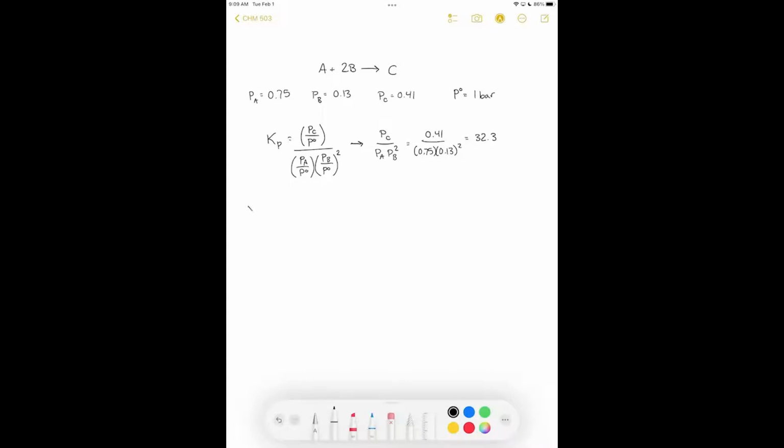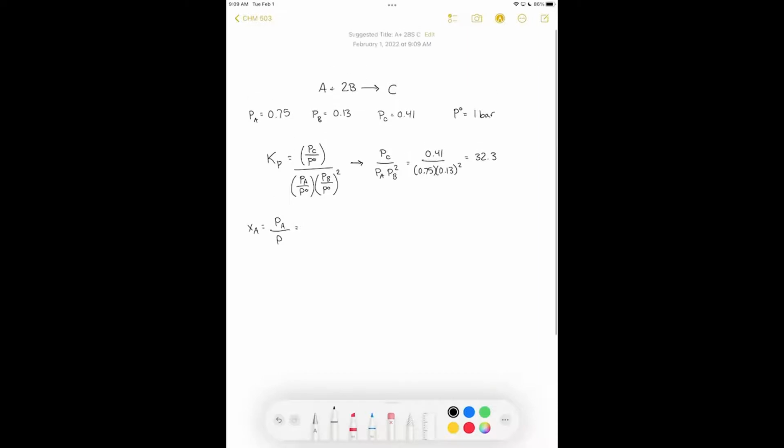Well, the mole fraction of component A is simply equal to the partial pressure of component A divided by the total pressure, which is the sum of all of these various partial pressures. We can calculate that to find out that the mole fraction of component A is 0.581. We can do the same thing for a mole fraction of B and say that it's 0.101, and the mole fraction of C is 0.318.